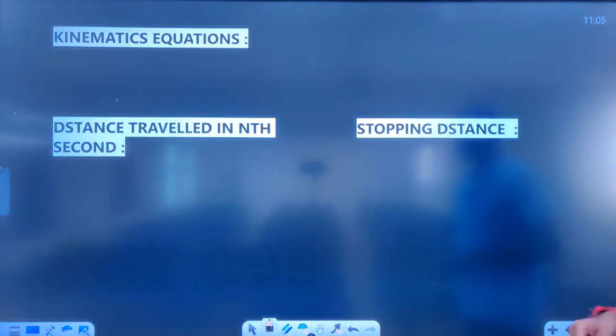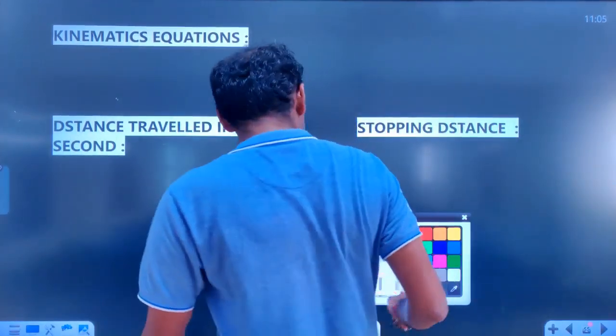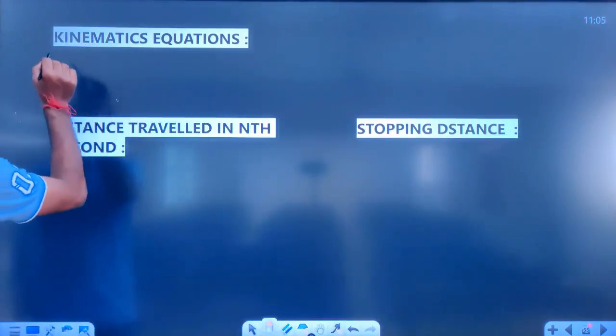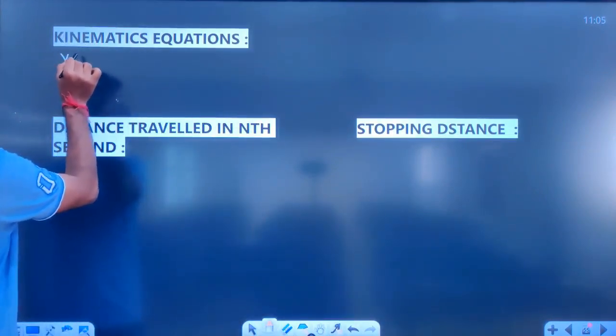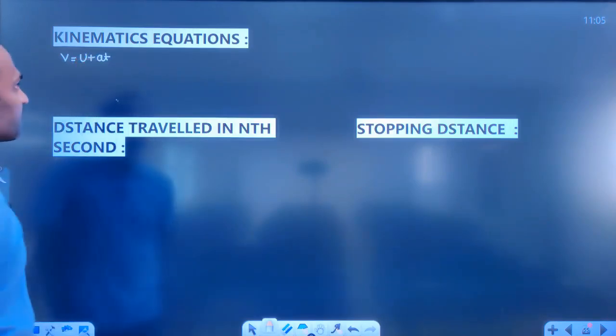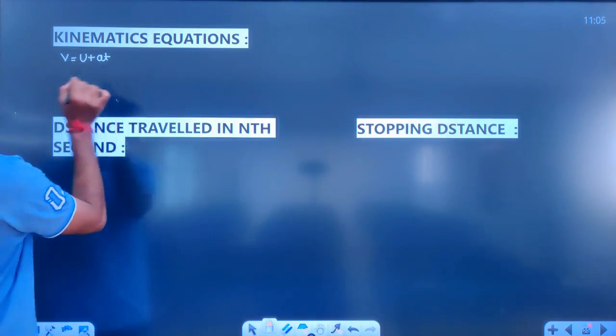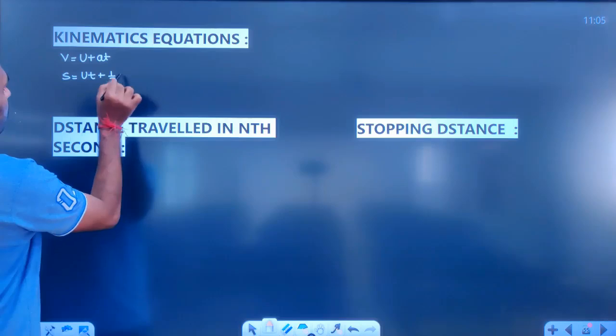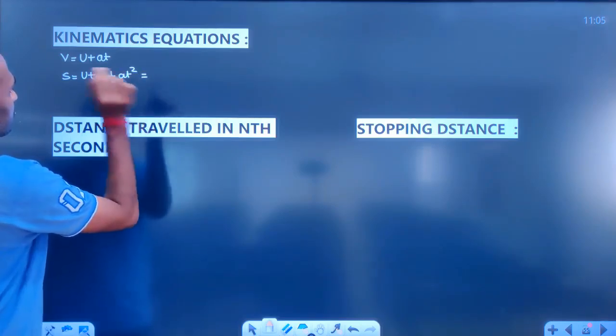See, first let us recall these kinematic equations. We know very well the first equation is V is equal to U plus AT. Second equation, S is equal to distance traveled, S is equal to UT plus half AT square. You already know these equations, I am just recalling.